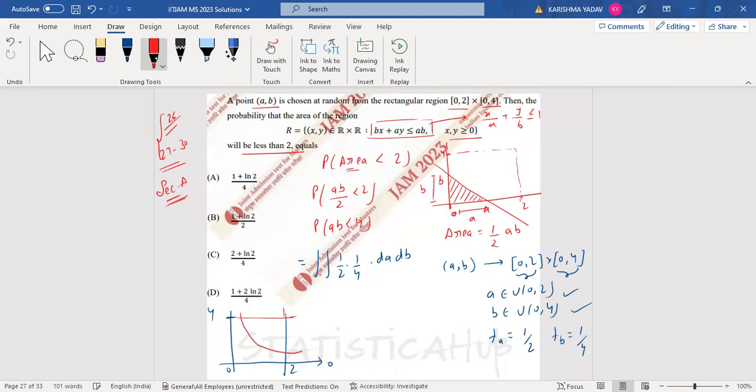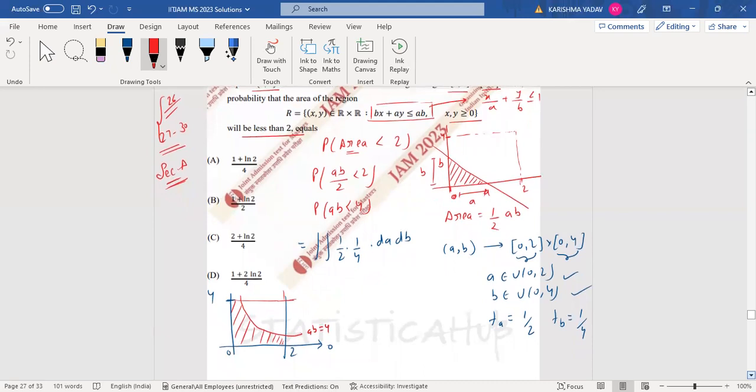So this is my AB equals 4 line, and this is 0 to 2, the limit of A, and this is the limit for B, 0 to 4. And we have to find the probability that AB is less than 4, so my corresponding region is this one. Now we can see that there are two regions here. If I divide it, this is the first region and this is the second region.